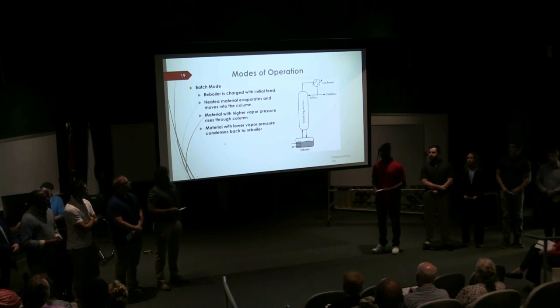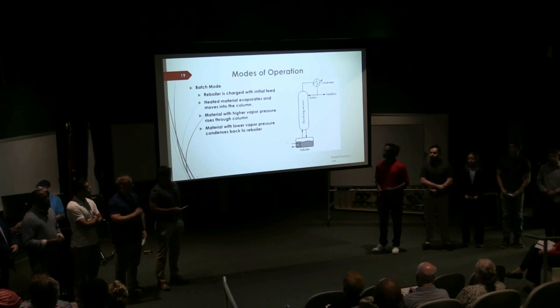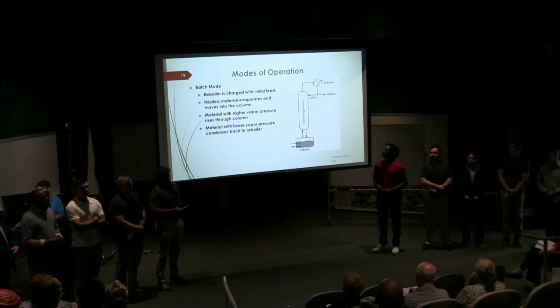Typically, columns have 3 modes. The first one is batch mode. In this mode, all the feed is introduced through the reboiler, and the whole column is set up as rectifying. We expect higher yields in batch mode with a fixed column like ours.